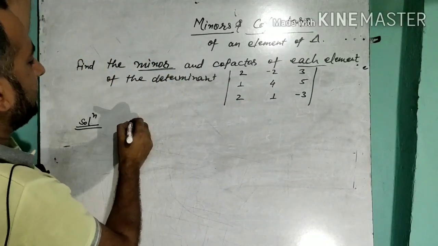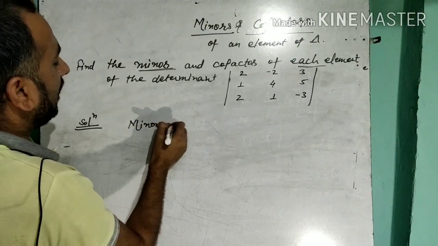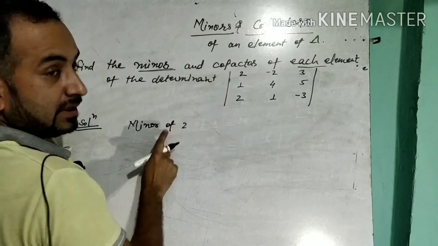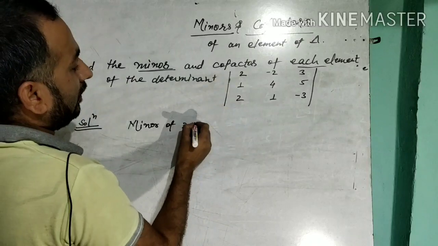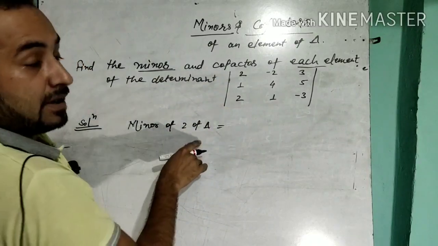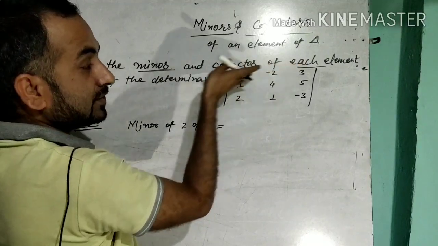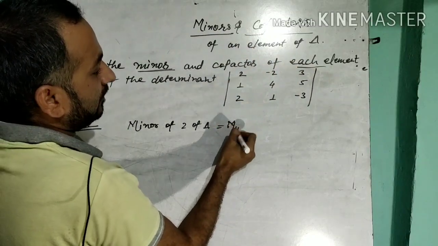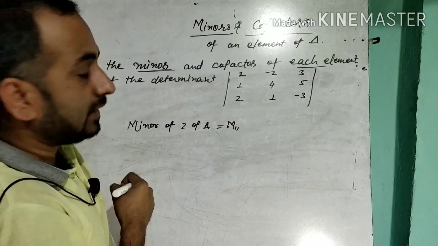So at first, minor we have to find out. So minor of 2. Minor of an element of the determinant. 2 lies on the first row and also the first column, so this will give you M11. Is it clear to you? Okay, M11, what is M11?